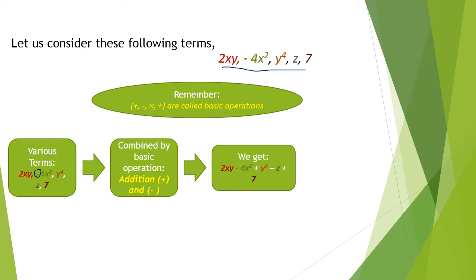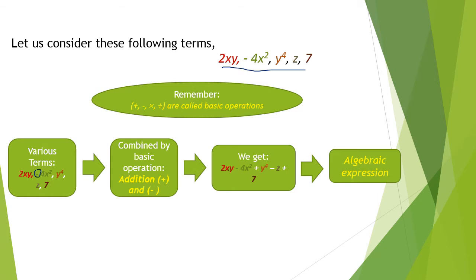So what happens when we combine these terms with the basic operators like plus and minus? We are building towards a very special thing, that is the algebraic expression. Now that's what an algebraic expression is. An algebraic expression is nothing but a combination of terms.